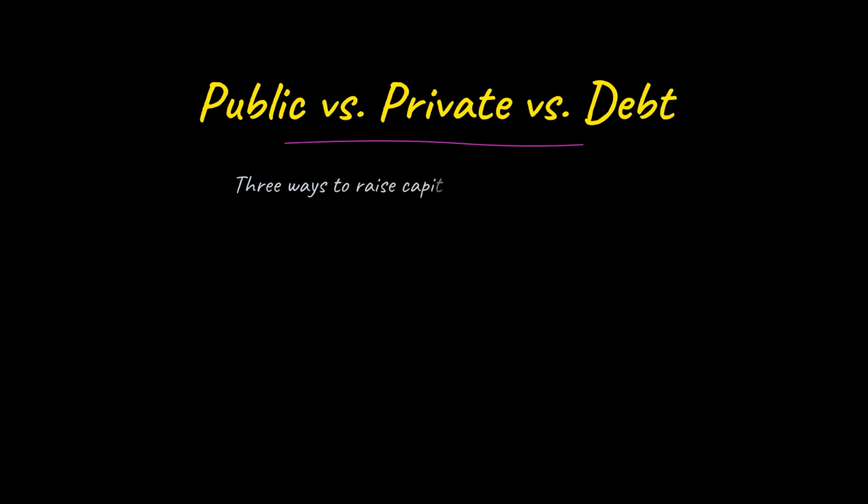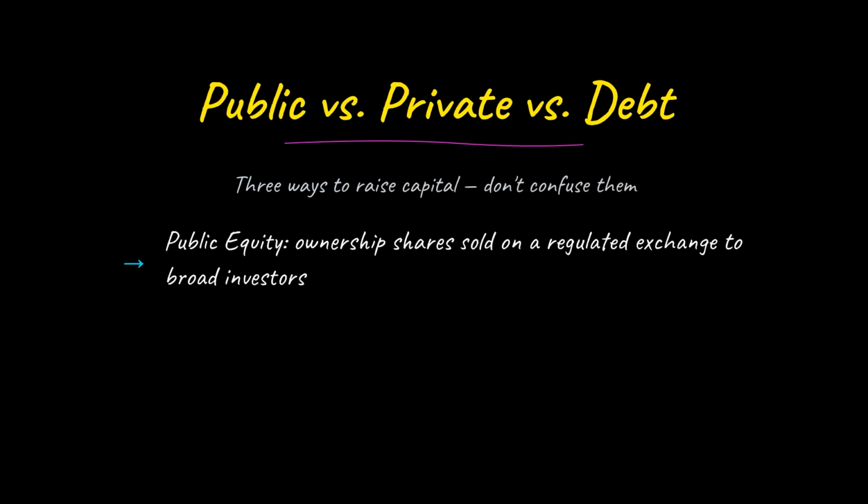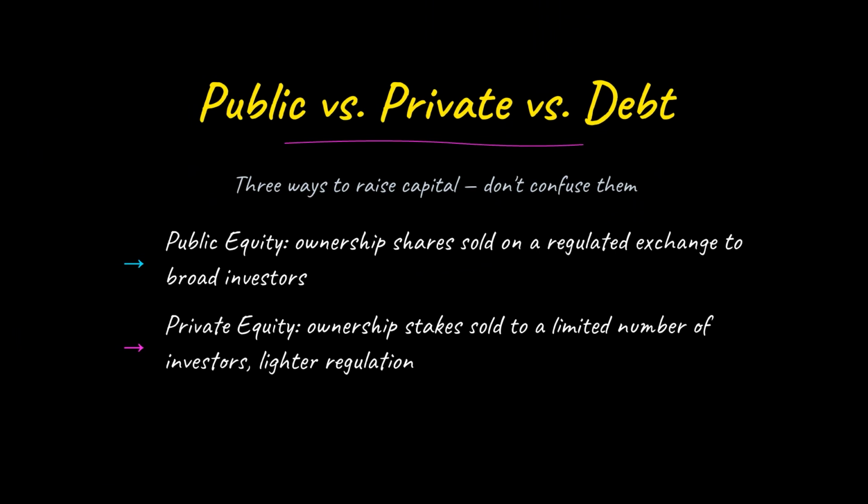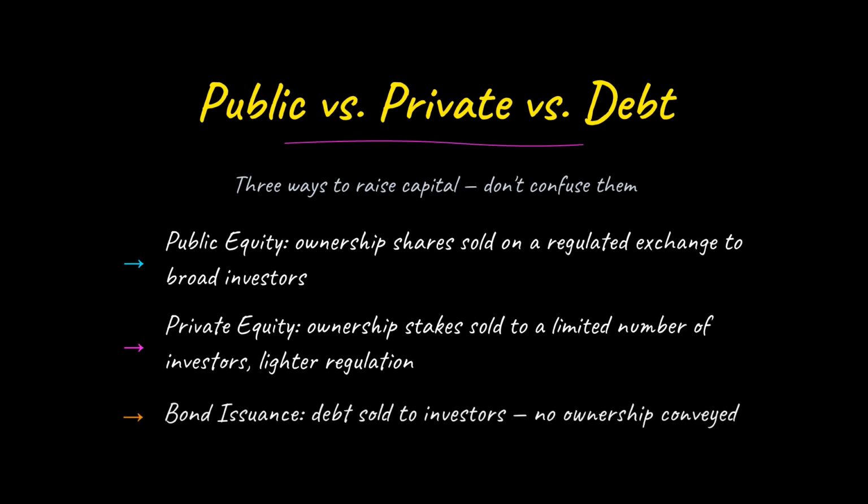A common exam trap is confusing these three. Public equity means selling ownership broadly through a regulated exchange. Private equity sells stakes to a small group with far less regulatory burden. Bond issuance raises debt. Investors become creditors, not owners. The key signal for a public equity offering is strict regulation, public scrutiny, and shares trading on a major exchange.